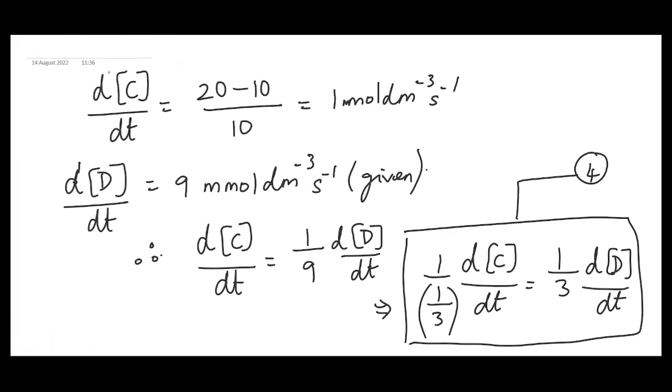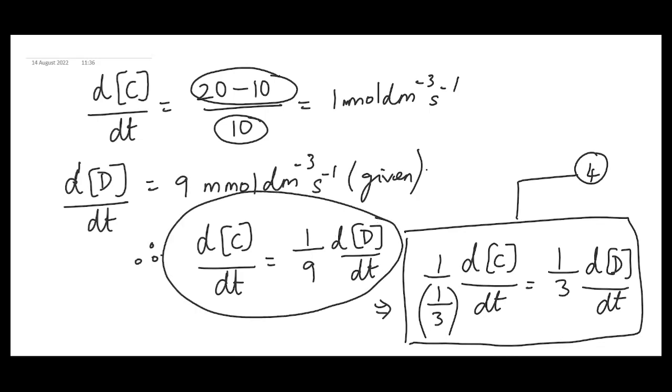Now we can find dC by dt because the data is given in the question that the concentration changes from 10 to 20 in 10 seconds. So it is nothing but the change in concentration, which is 20 minus 10, divided by time, which is 10. That is equal to 1 millimole dm power minus 3 second inverse. Now the dD by dt value is also given in the question, which is 9. So automatically we can come to this relation, which is dC by dt is equal to 1 by 9 times dD by dt, because 1 by 9 into 9 is equal to 1, which we have already found.